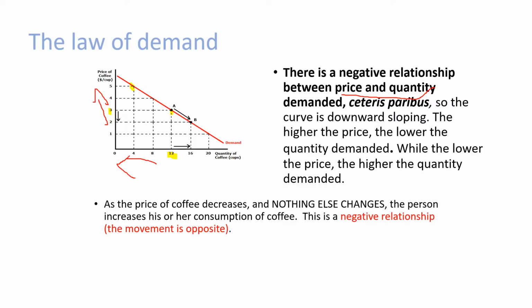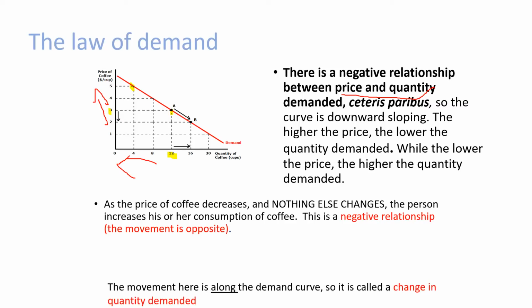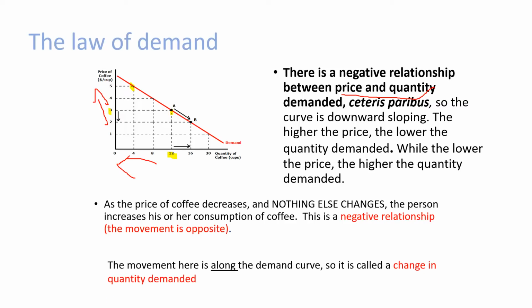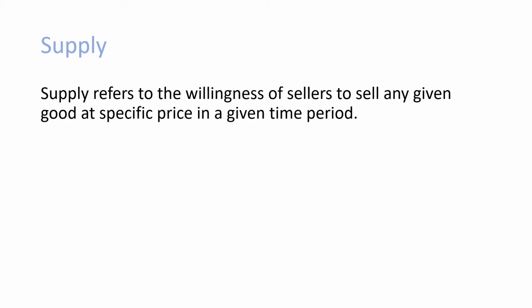So this shows us what? There is a movement along the demand curve. Over here, when there's a change in the price, always keep in mind that will cause a movement along the demand curve, because we are moving from one point to the second point. For example, we are moving from point A to point B. The movement here is along the demand curve, so it's called change in the quantity demanded. When there is only a movement changing in the price, we call it change in the quantity demanded.